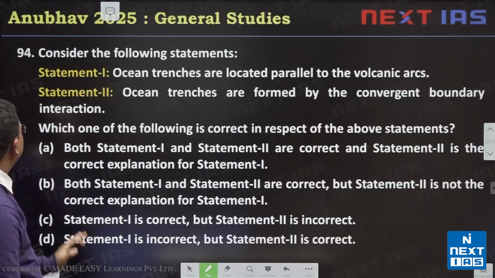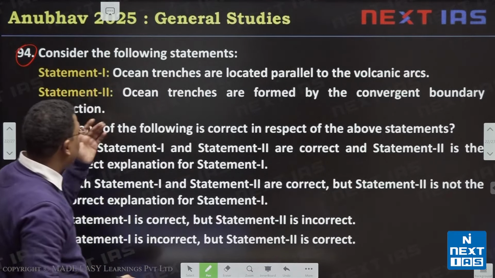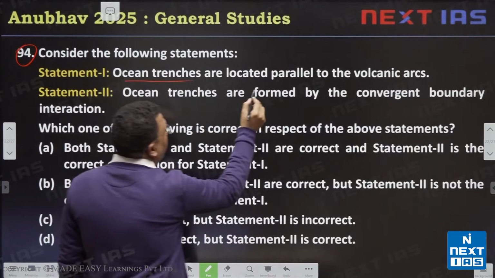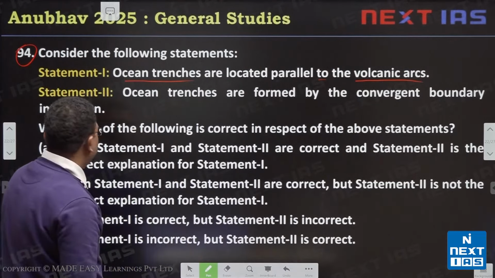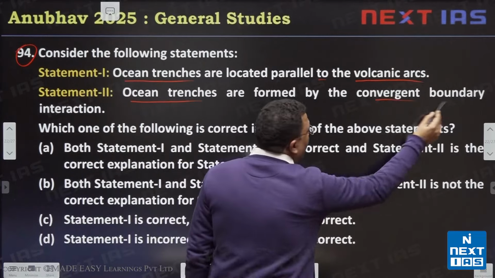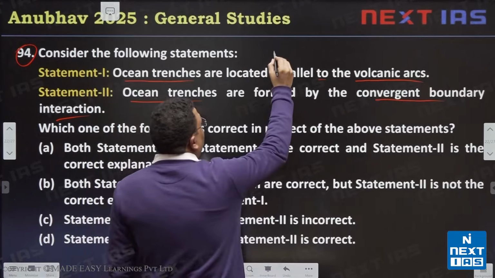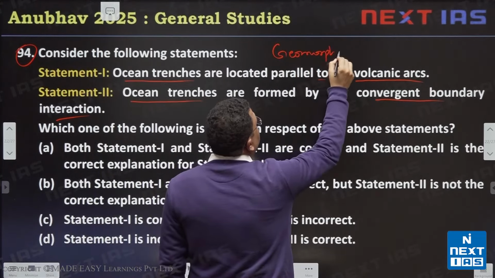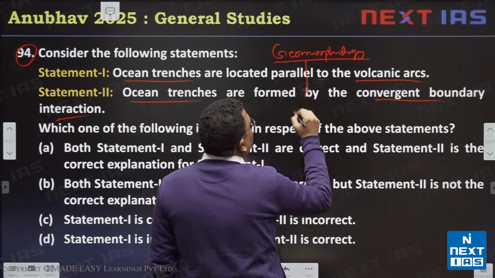Now let's see the next question, that is 94. It says consider the following assertion reason type question. Statement 1, ocean trenches are located parallel to volcanic arcs, right? Second statement, ocean trenches are formed by convergent boundary interaction. So this is a question based on the concept of geomorphology from the chapter Geomorphology, and the underlying concept is plate tectonics.